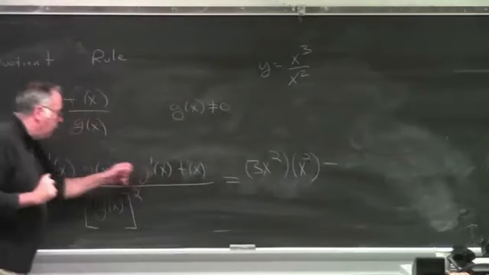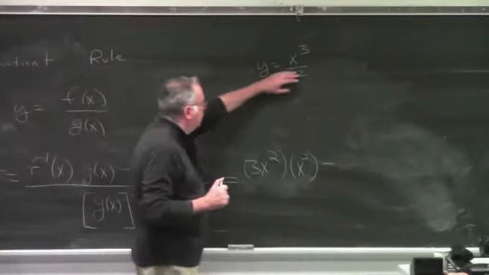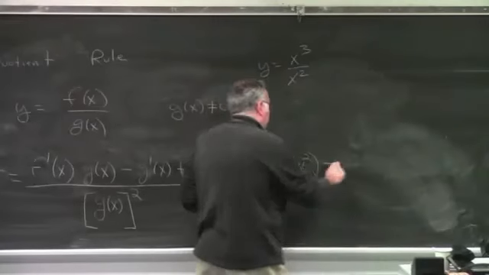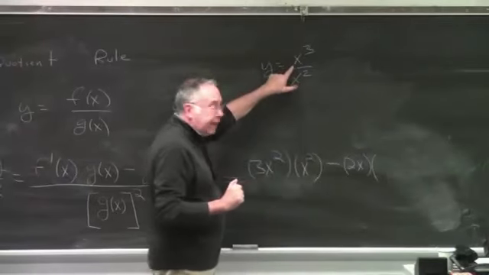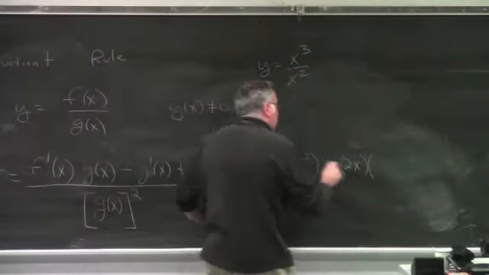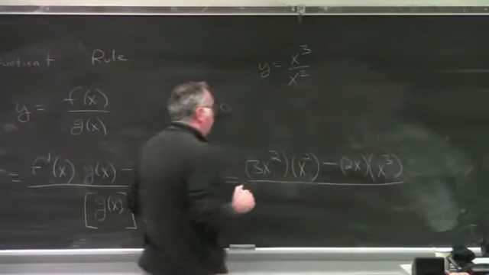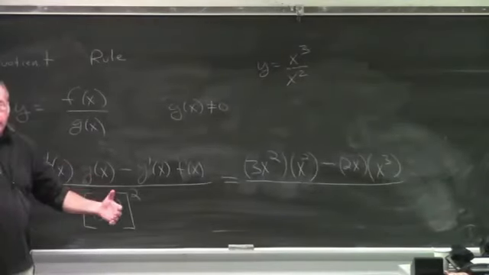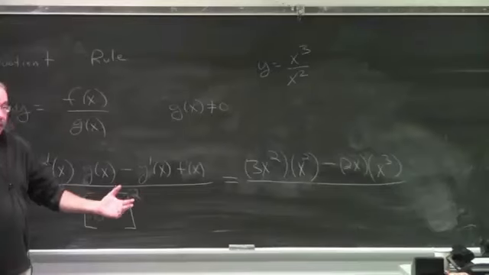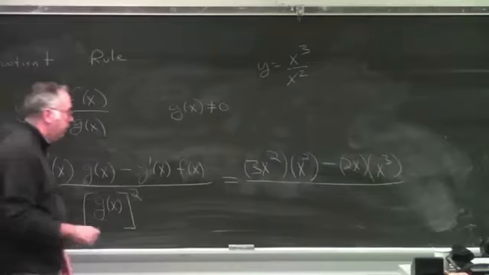Minus, what is g prime of x? 2x. Okay, here's g of x. So g prime of x is just 2x. Times f of x, which is x cubed. All over g of x squared. So what would g of x squared be? It's just x to the 4th. x squared times x squared is x to the fourth.